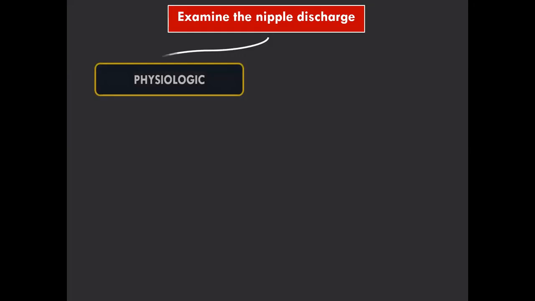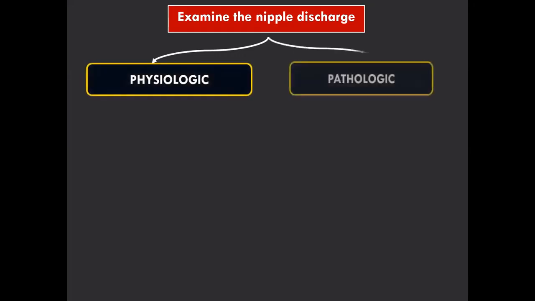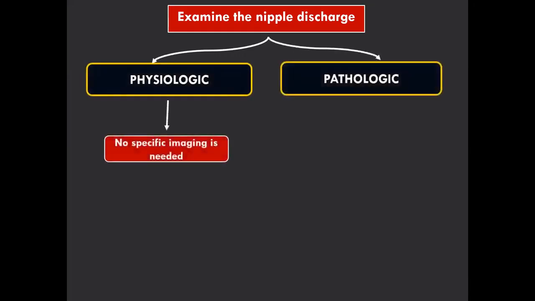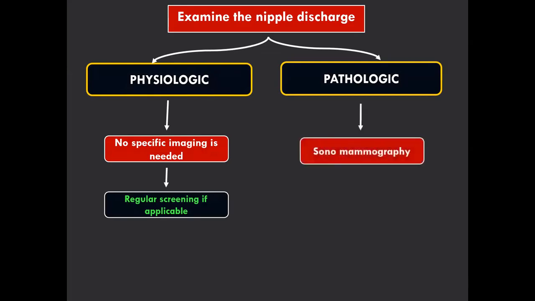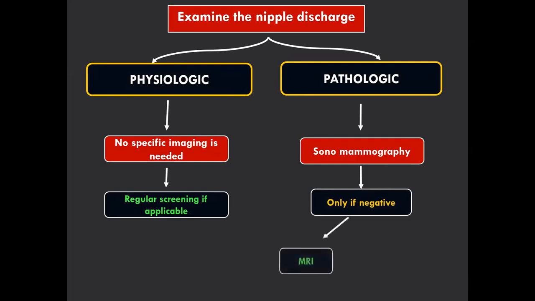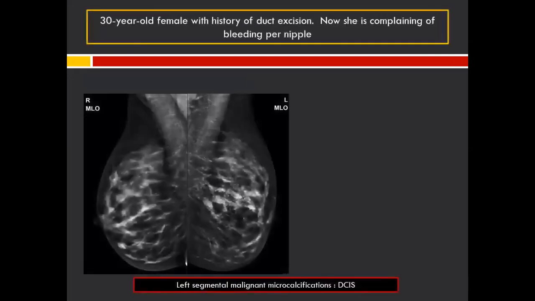And so the first step in investigating nipple discharge is to examine the discharge and decide whether it is physiologic or pathologic. For physiologic nipple discharge, no specific imaging is needed other than regular screening if applicable. While for pathological nipple discharge, sonomammography is indicated, and only if negative should we recommend MRI, contrast mammography, or further cytology.